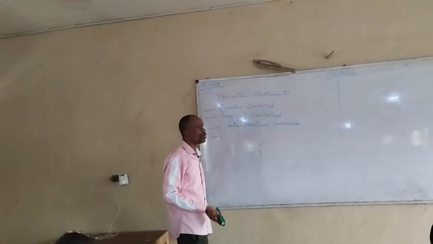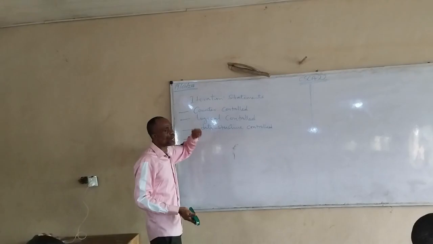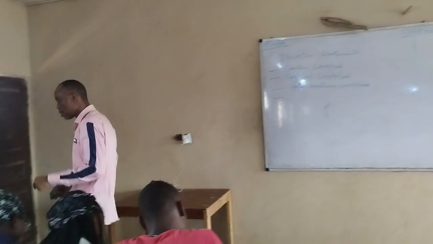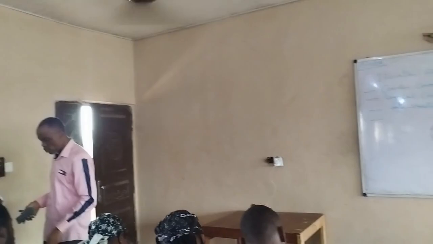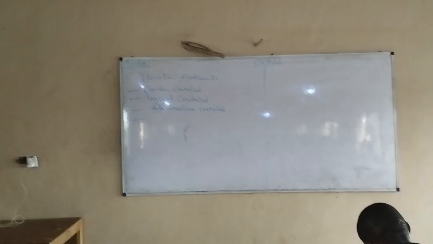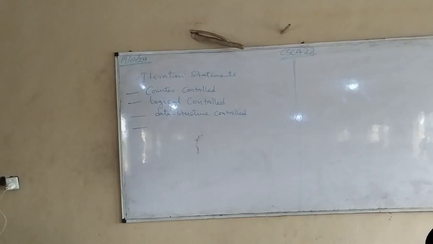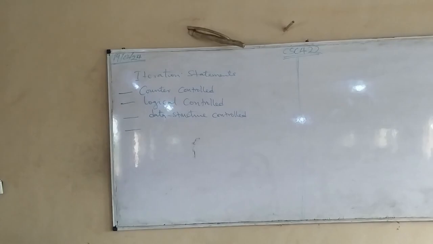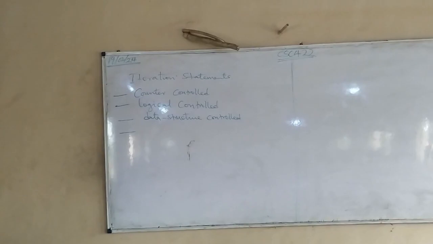Then the other one is where the control statement will be. That is the second one, whether it is pretest or posttest. Write it like that: what is the position of the control expression in the control statement in iteration?